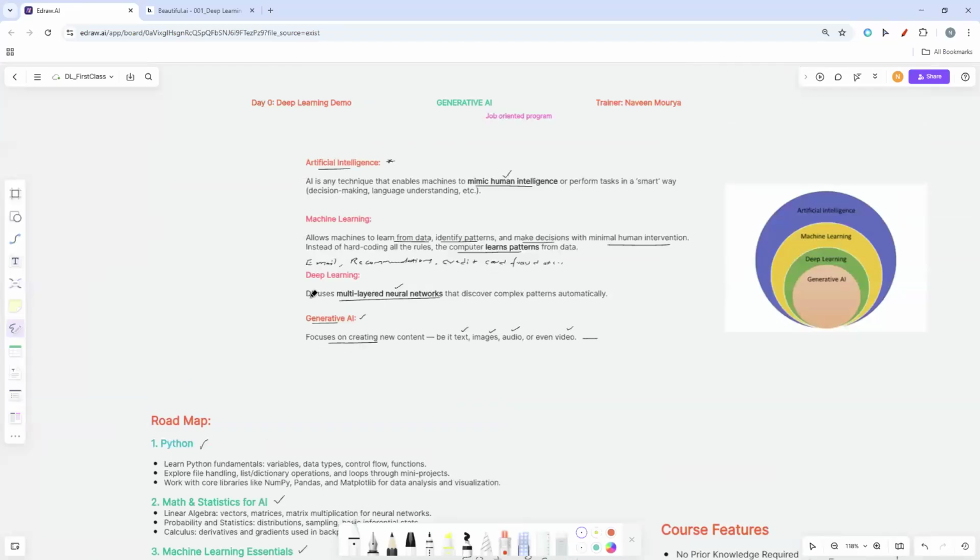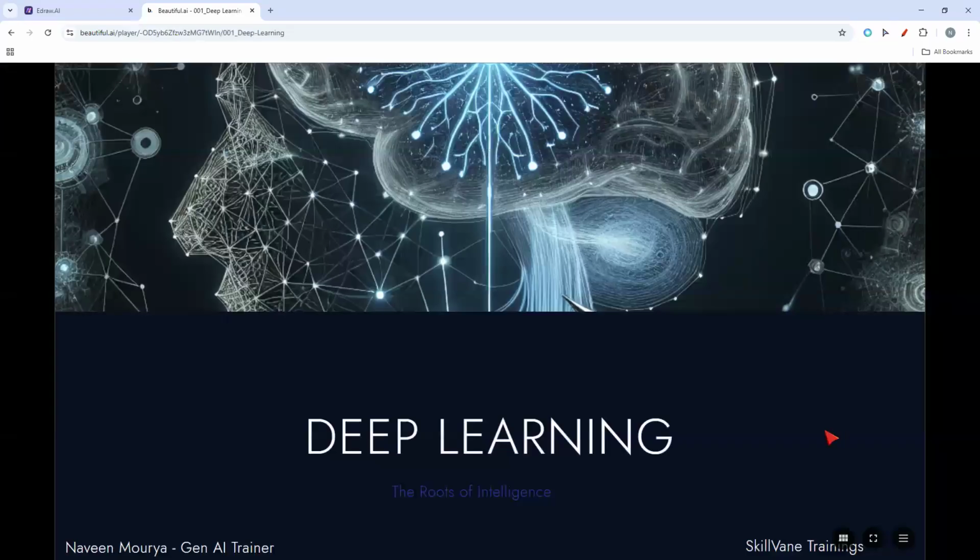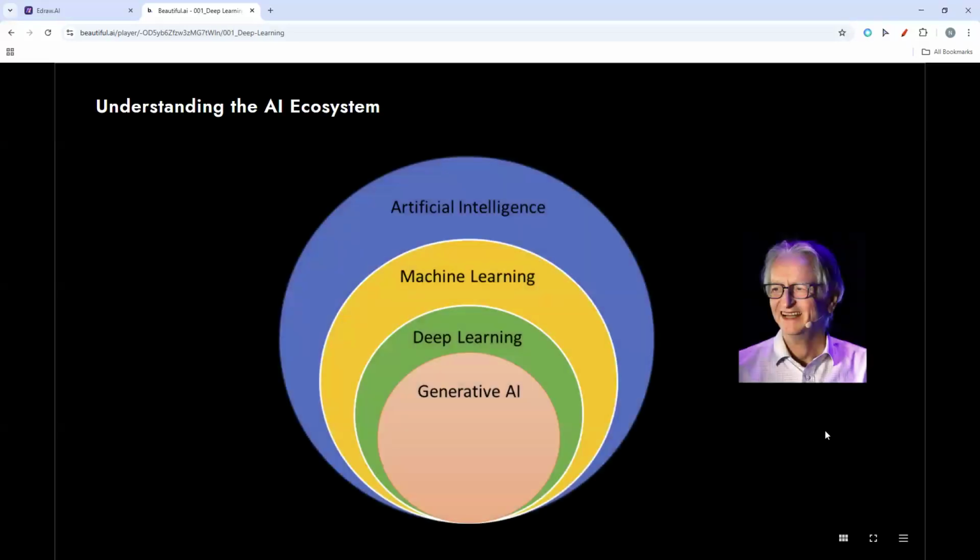Okay, so you would have seen this, right? Deep learning uses multi-layered neural networks that discover complex patterns automatically. Of course, you may not be aware of neural networks, and you may not have even heard about them at all. So I'll give you a very good understanding of that.